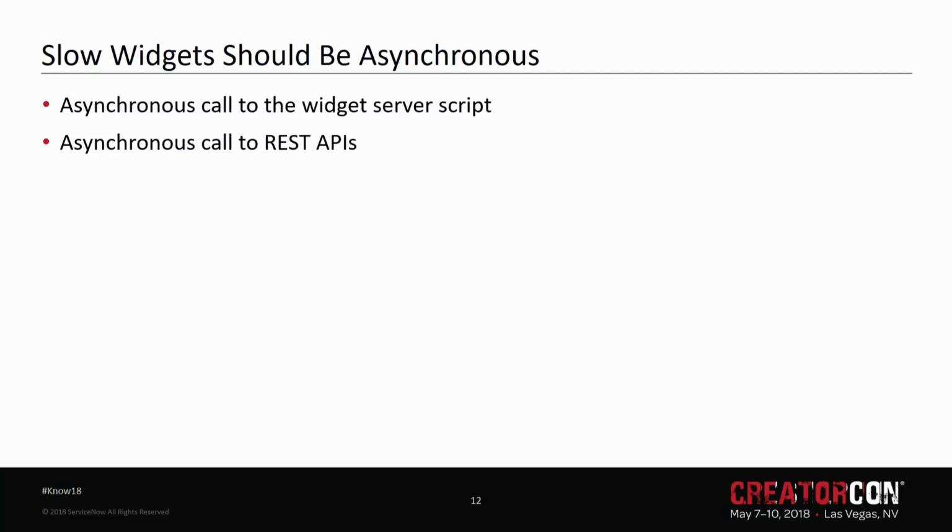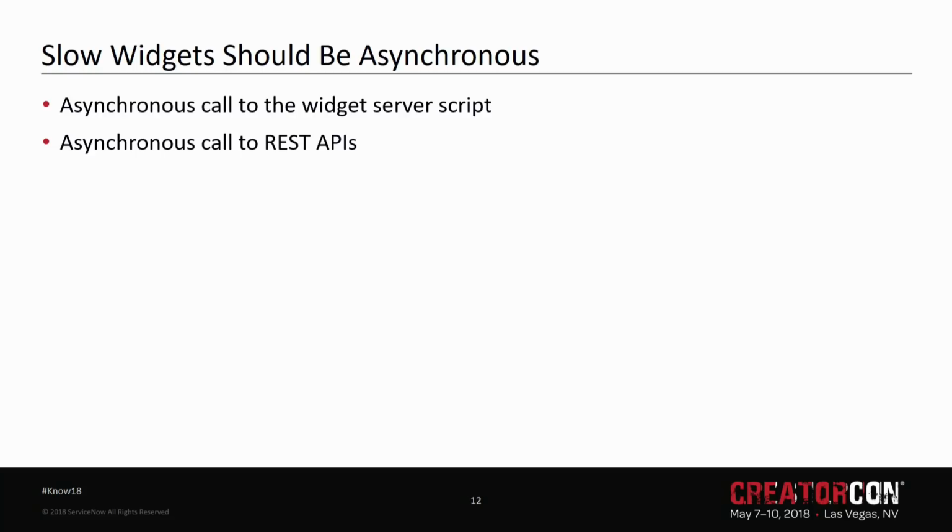Another way that you can do this is by making your widget asynchronous through the use of REST APIs. In this case, what you're doing is you're taking that logic that you would normally put in the server script, you're maybe creating a script include, and then you're using a scripted REST API as an endpoint for your widget. The widget basically doesn't do anything on the server, it renders on the client, and then you're going to make a call to this REST endpoint to fetch the data.